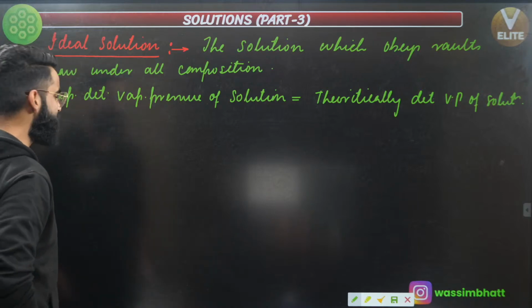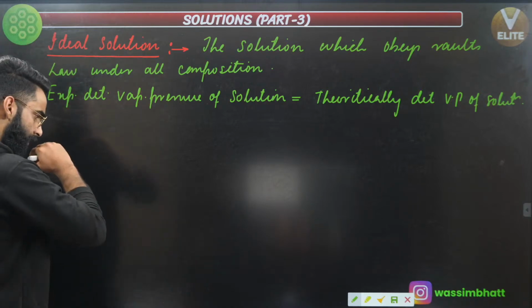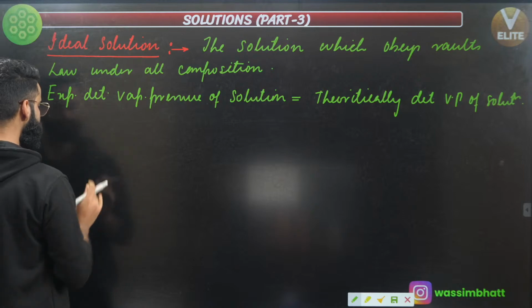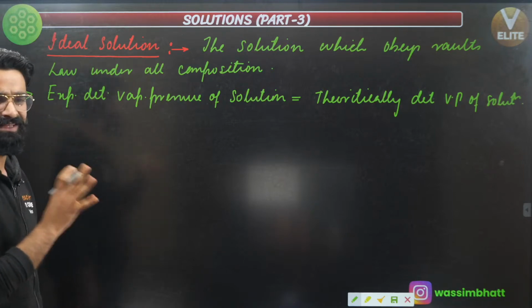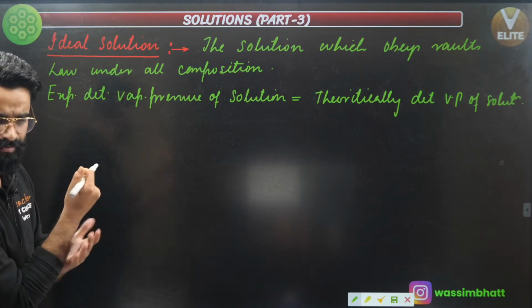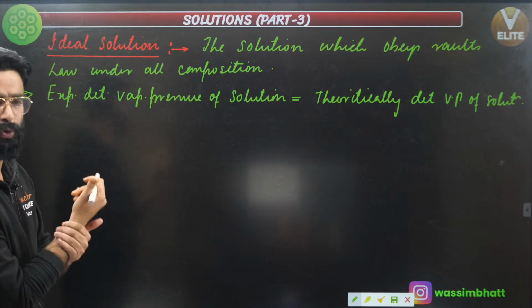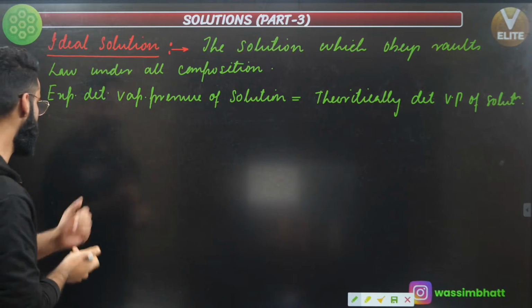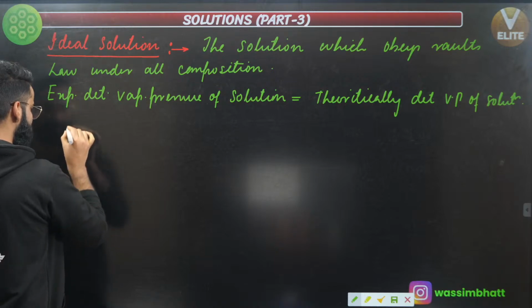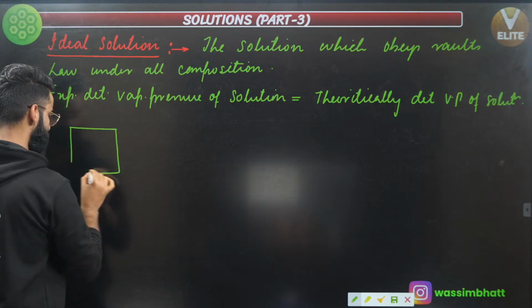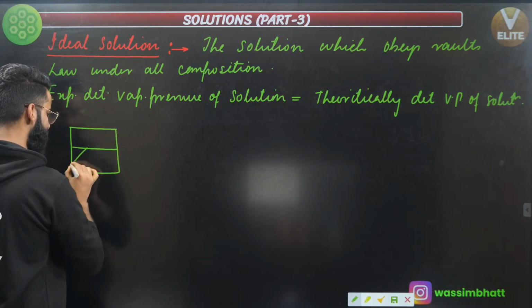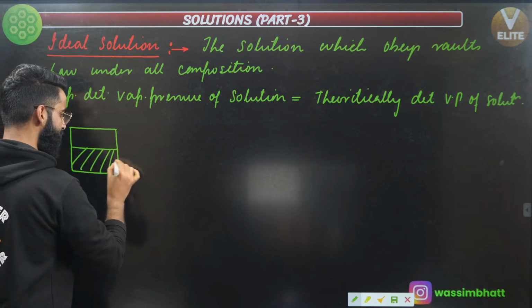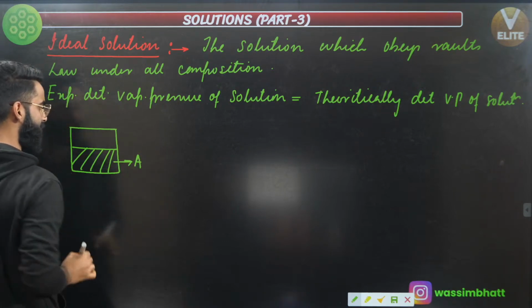Number two, understand properly now, okay? See guys, there are some parameters in this ideal solution which you need to remember, and which you need to understand as well. What are those parameters for the ideal solutions? Understand properly what I'm going to say. Let's assume this is one container which I've taken over here, and in this container I have got a volatile liquid A. This is the volatile liquid A present in the container.